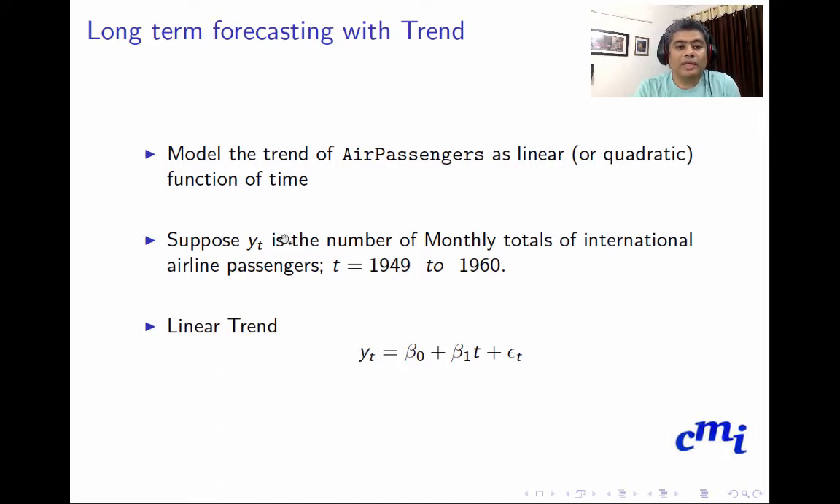Suppose Y sub t is the monthly total of international airline passengers from 1949 to 1960. The linear trend we are going to fit is Y_t = beta_0 + beta_1 * t + epsilon_t.